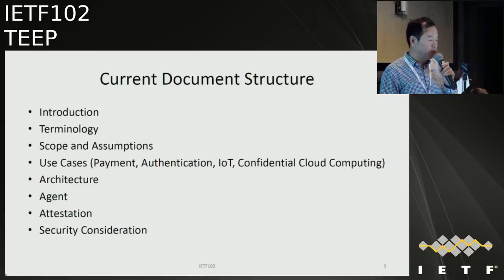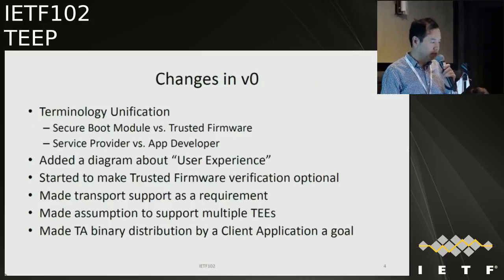Then we list the actual architecture, which is the core piece to address the use cases. Among the architecture, there's one special piece called the agent, which facilitates communication between the TAM and the client. I won't go into detail here because this is a third one already. Then we talk about the attestation logic and the standard security considerations.